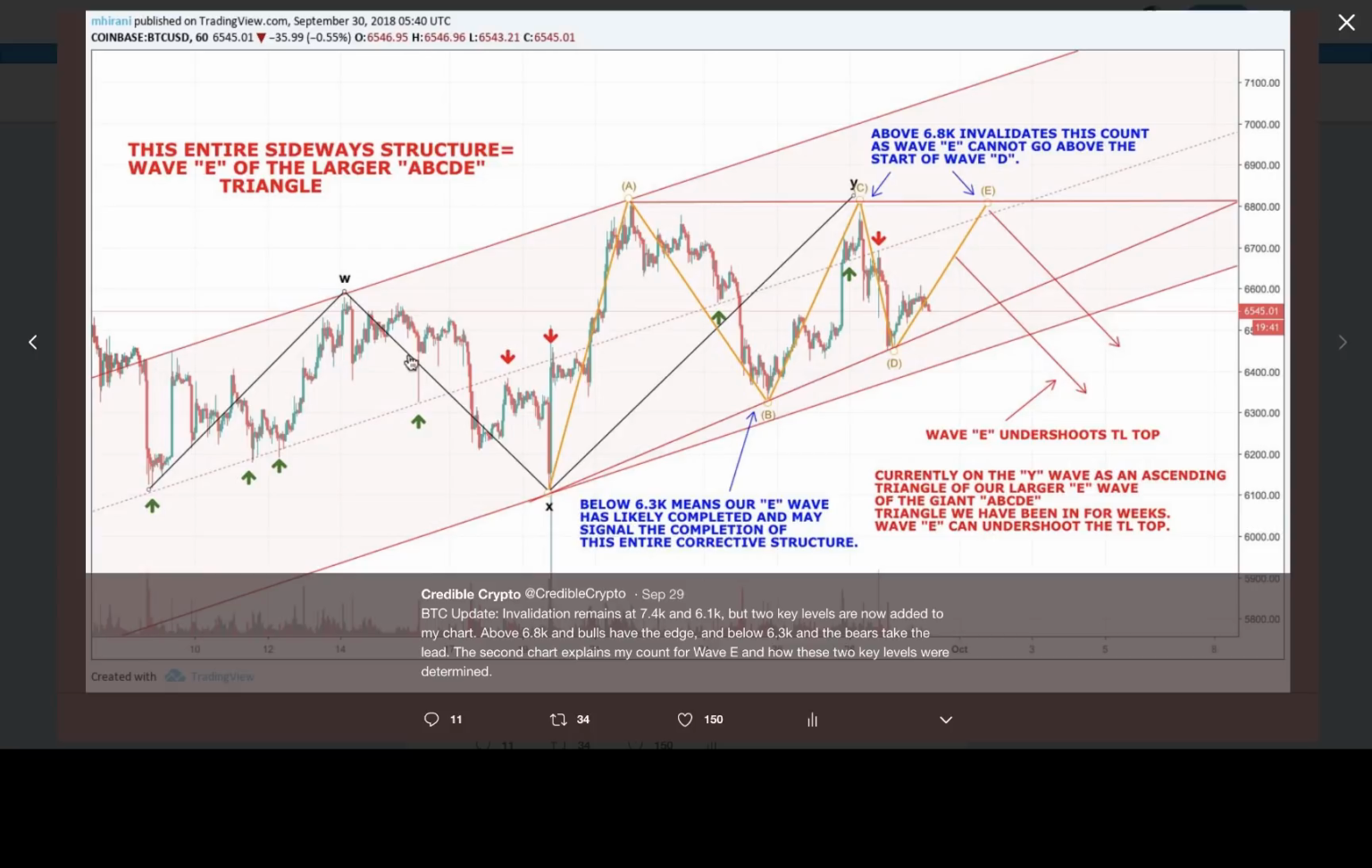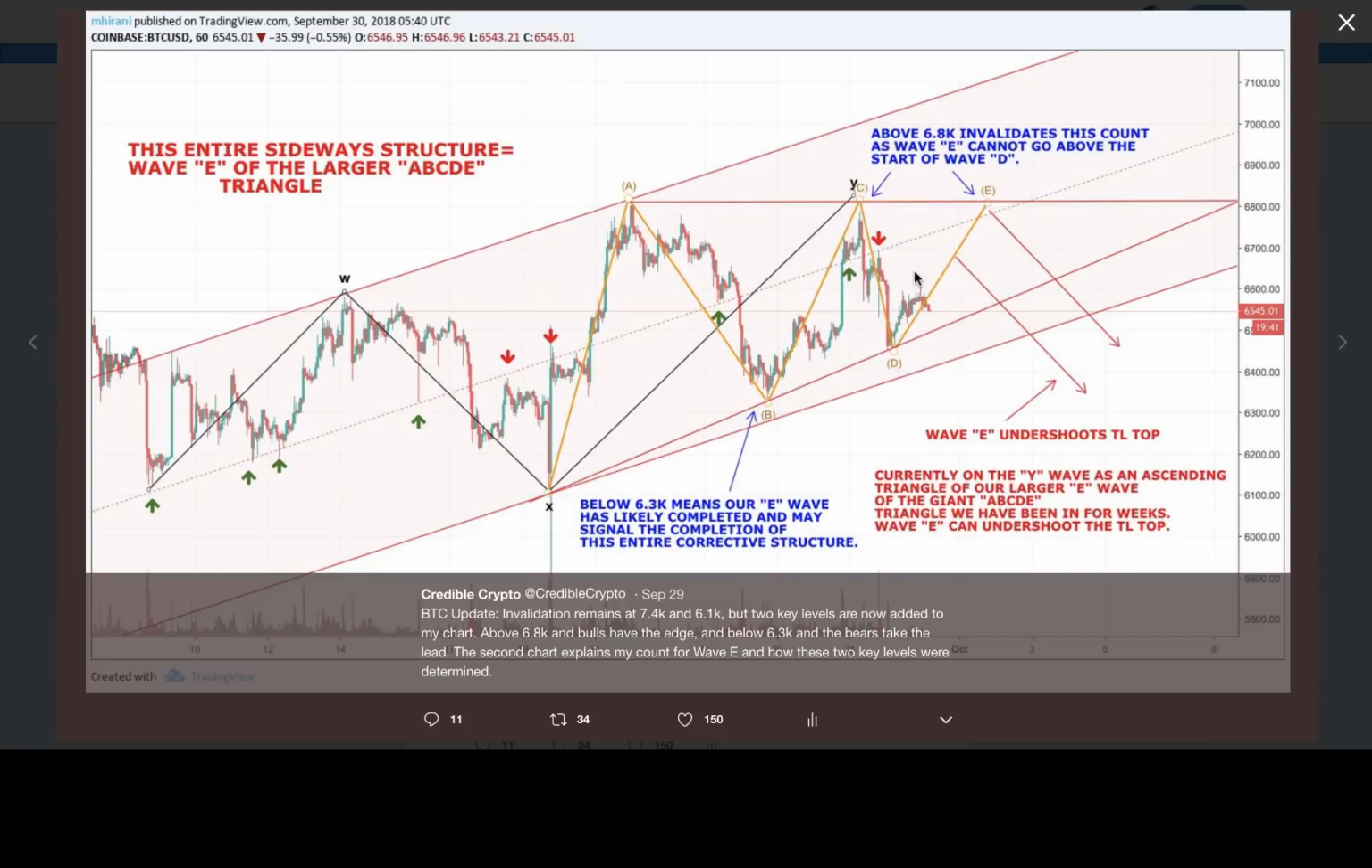And it looked to me like we were making a WXY complex correction with the final leg, the Y leg, forming a triangle again, which is interesting because one thing that we know in Elliott wave is that within a larger triangle, the final E wave also sometimes tends to become a triangle. So you'd have a smaller triangle within a larger triangle, and that can help you identify that what you're seeing is actually an Elliott wave triangle. So that's one thing that we look for.